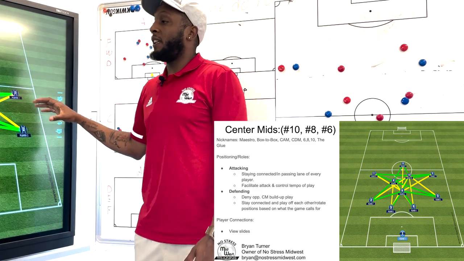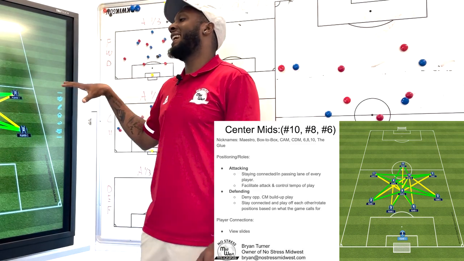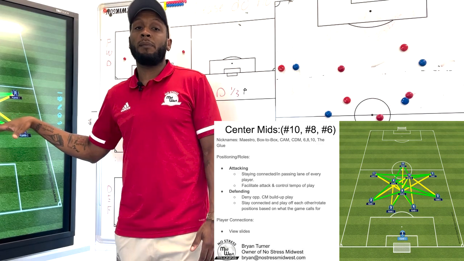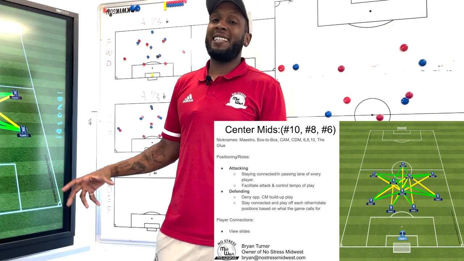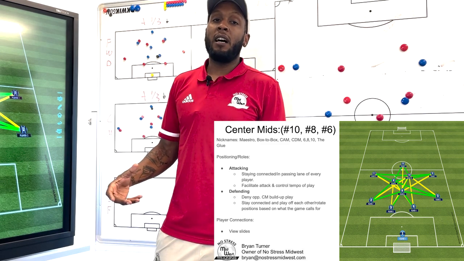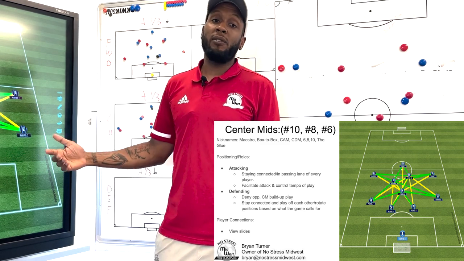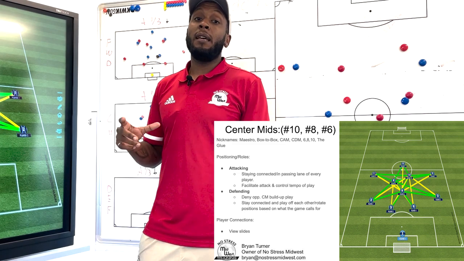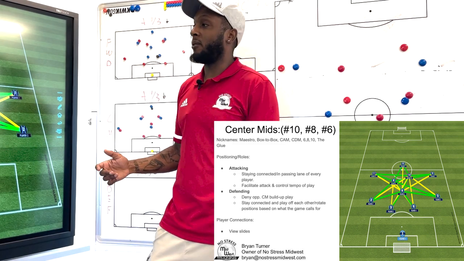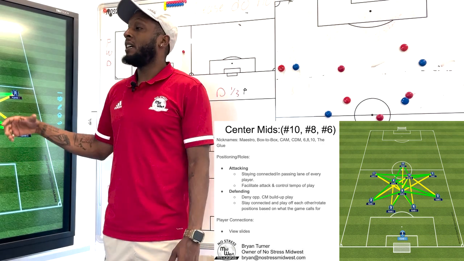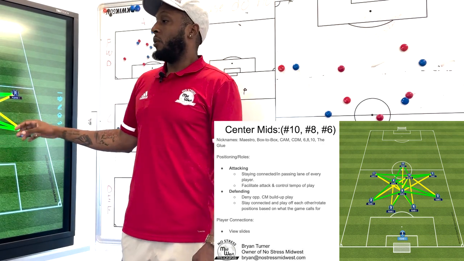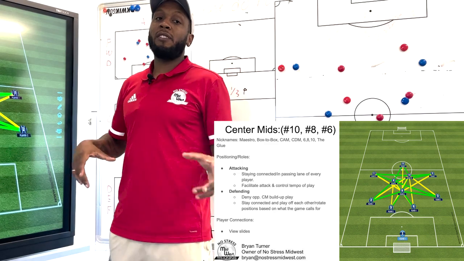In the defending phase, we just want to focus on denying the opposition center mid build-up play. Whether that's denying the ball into them, whether it's denying that pass, whether it's denying the 2v1 opportunities or 1v1 opportunities, mismatches that they try to create. Just want to do our part to deny their build-up play. We also just want to stay connected and play off each other.